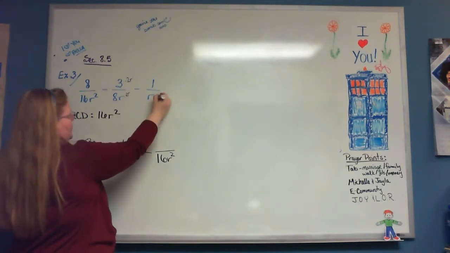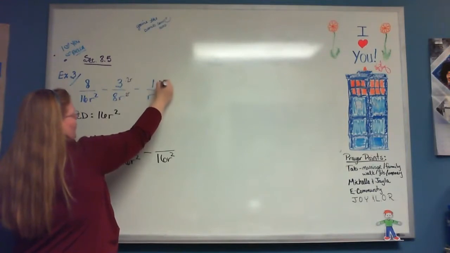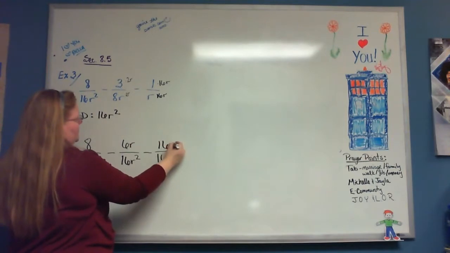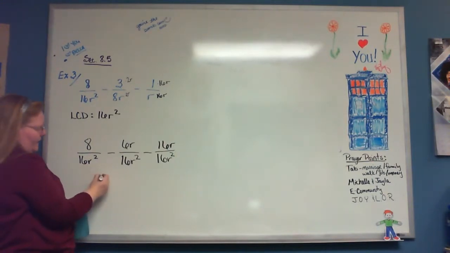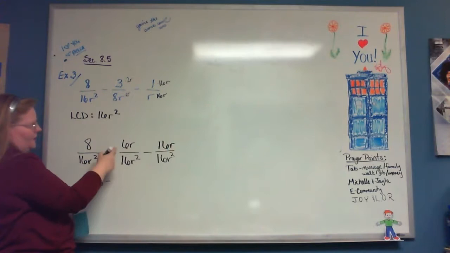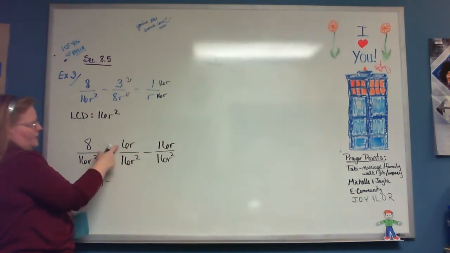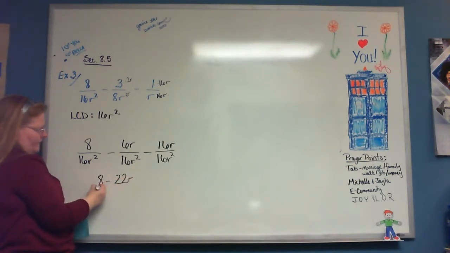This needs a 16r. That means the top would get a 16r, which gives it 16r. Now I have 8 minus 6r minus 16r. So a negative 6r and a negative 16r is a negative 22r over 16r squared.